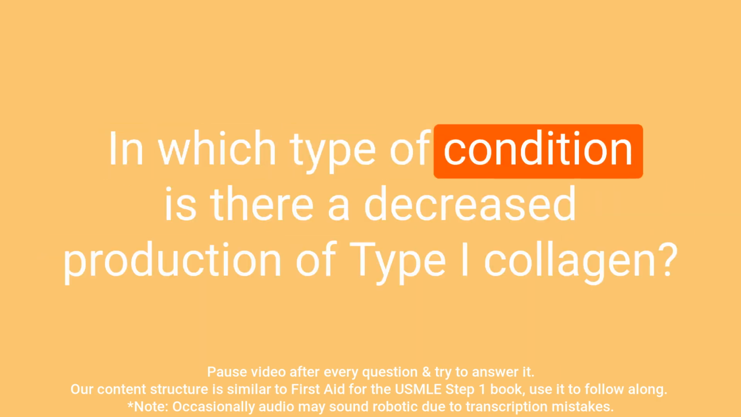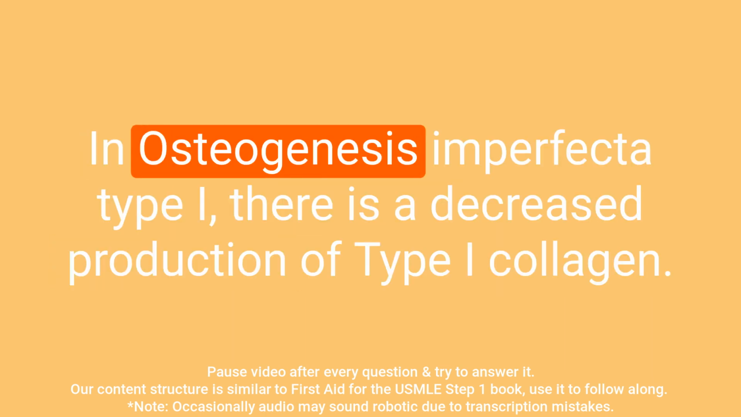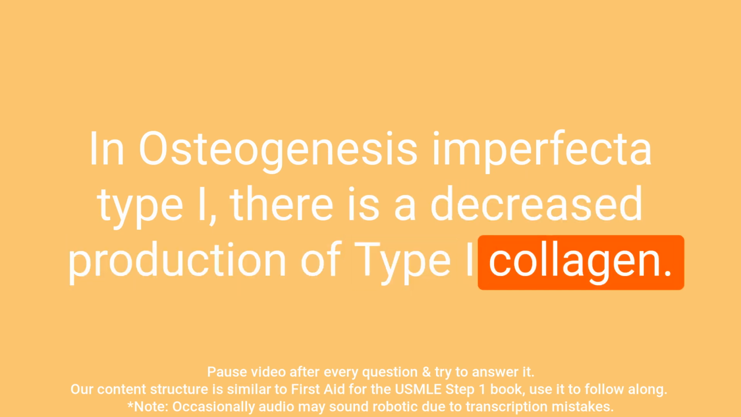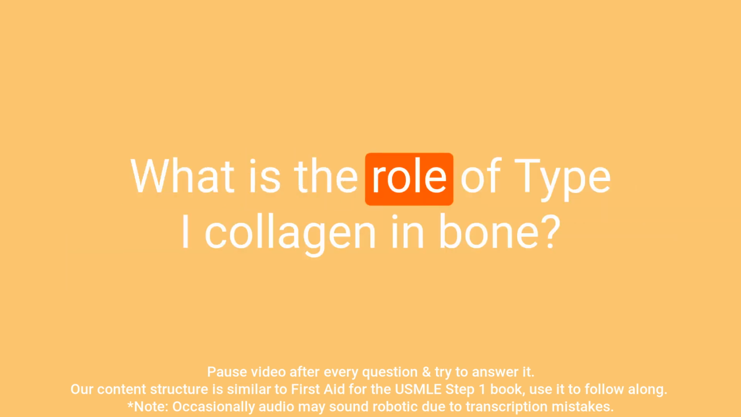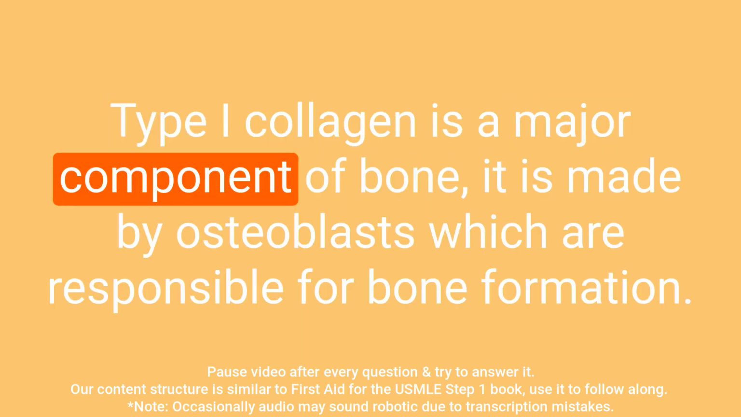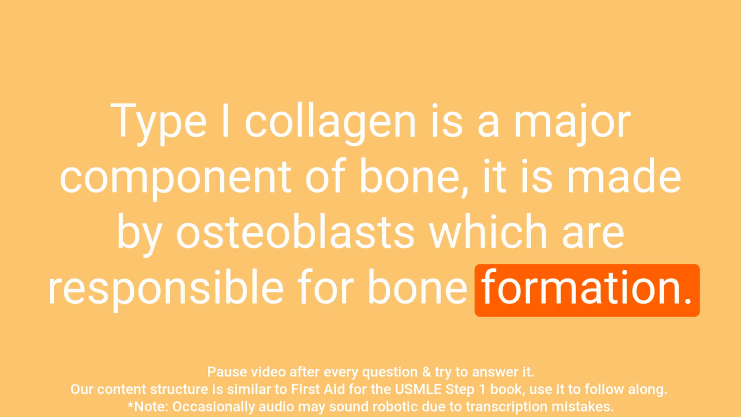Question: in which type of condition is there a decreased production of type I collagen? Answer: in osteogenesis imperfecta type I, there is a decreased production of type I collagen. Question: what is the role of type I collagen in bone? Answer: type I collagen is a major component of bone. It is made by osteoblasts, which are responsible for bone formation.